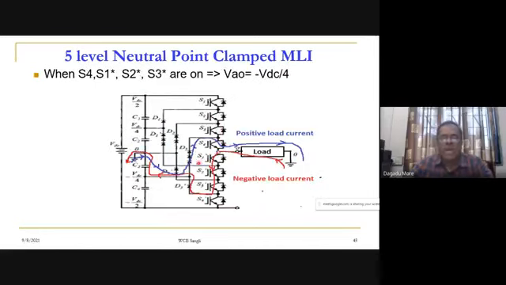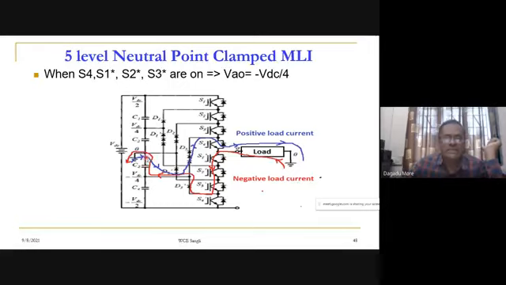Now go for minus VDC by 4. In case of minus VDC by 4, what is happening? Now S4, S1, S2, S3. So first S1, S2, S3 are off. So S4 onwards, S4 is on, S1 star is on, S2 is on, and S3 is on. As S4 is on, S4 dash is off. And now for a positive current, here it will be minus VDC by 4. So the particular VO is minus VDC by 4, and capacitor C3 will provide the energy.